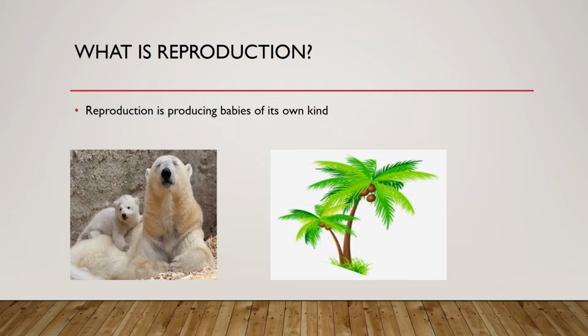Now we have to understand what is reproduction. Reproduction means to produce babies of its own kind. So if I ask what is reproduction, your answer will be: reproduction is producing babies of its own kind.